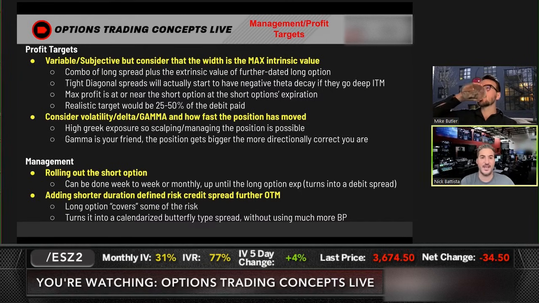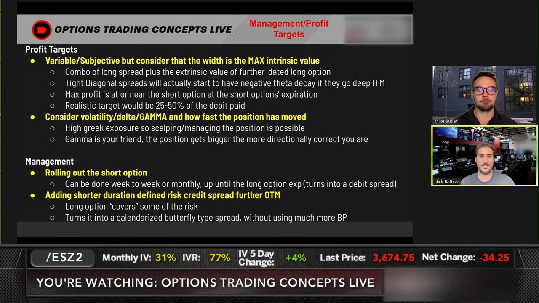You can get funky with these positions because you have this longer dated long option that defines the risk, and it's going to hold the extrinsic value. So you have some flexibility, especially with wider diagonal spreads, where you can add defined risk in a shorter duration against the diagonal spread. I've done this a couple times recently with SPY and a couple others in the past, selling a shorter duration short call spread against an in the money diagonal spread that's gone in your direction.